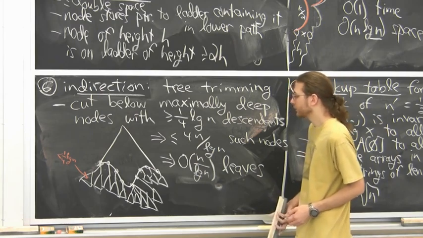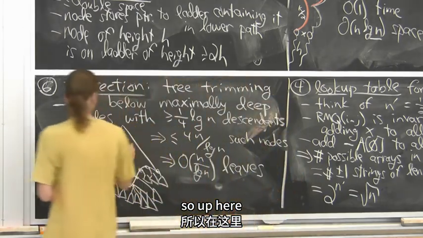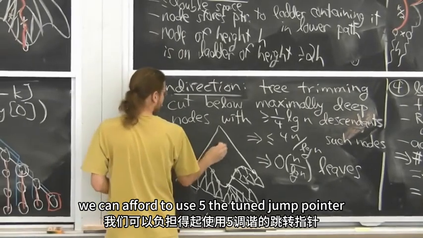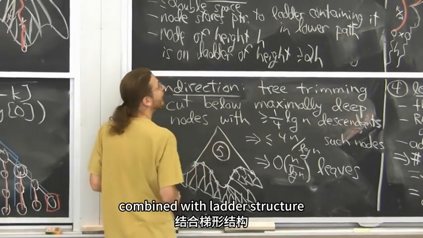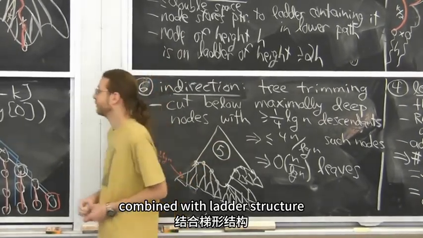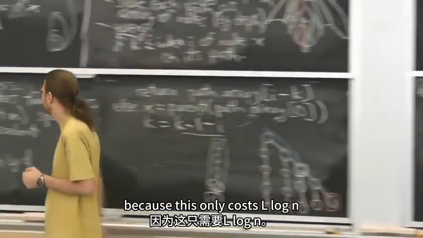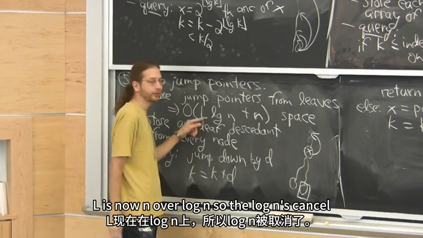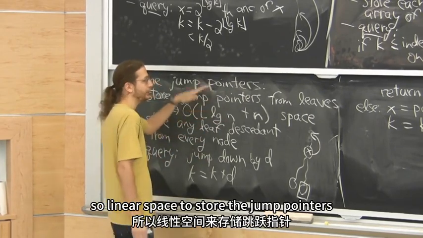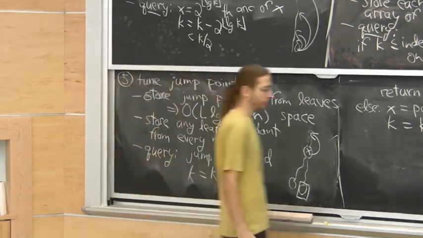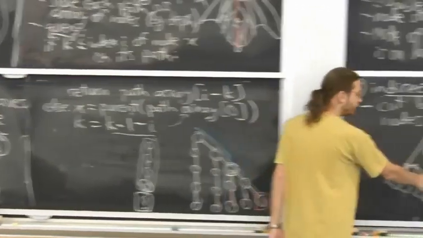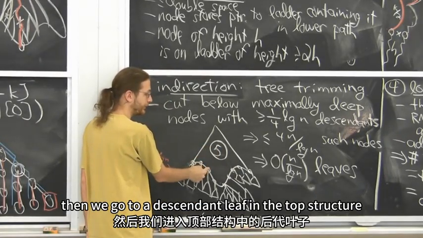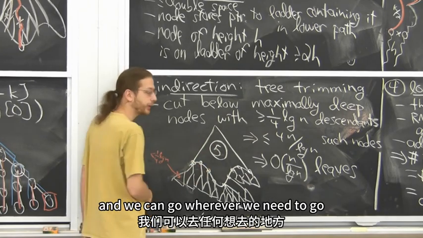Great. So up here, we can afford to use structure 5, the tuned jump pointer combined with ladder structure, because this only costs L log n. L is now n over log n, so the log n's cancel. So linear space to store the jump pointers from these circled nodes. So if our query is anywhere up here, then we go to a descendant leaf in the top structure, and we can go wherever we need to go.